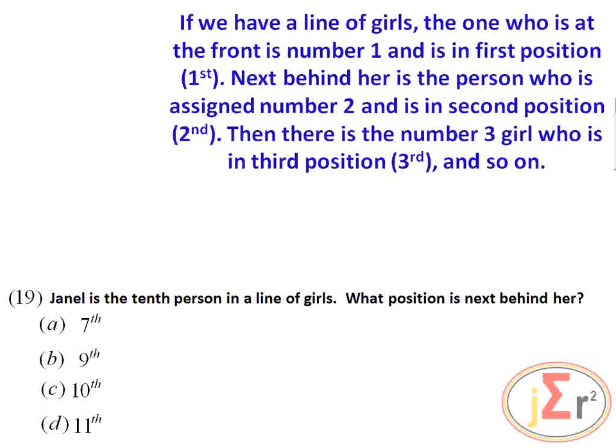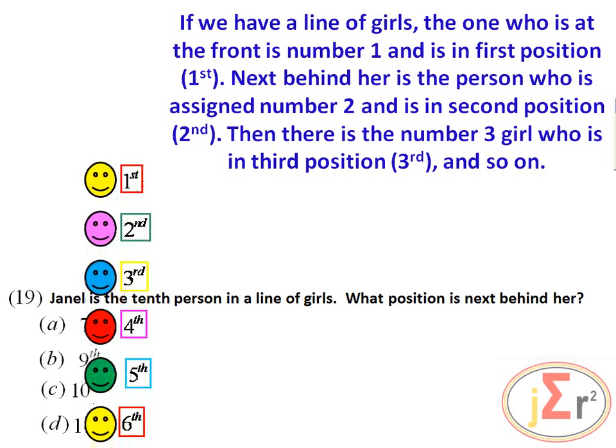If we have a line of girls, the one who is at the front is number 1 and is in what position, Jerry? First. Right, first. Next behind her is the person who is assigned number 2, and that person is in what position, Jerry? Second. Right, and the one after second is? 3. And that will be what position? Third. Right. And those numbers are called what kind of number, Jerry? Ordinal. Right. Those numbers are called ordinal numbers.